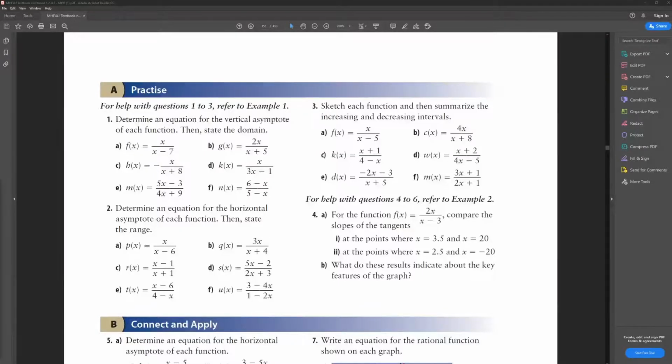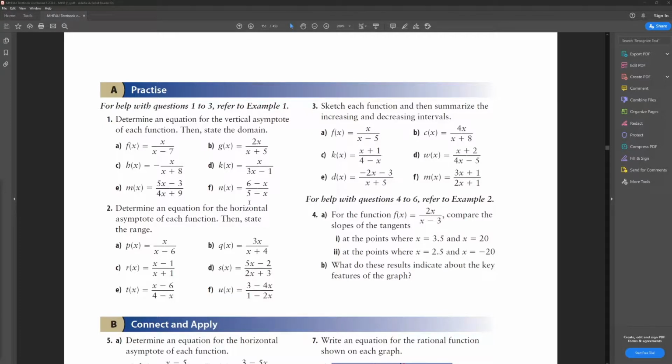Okay, so now let's look at the homework questions. Overall, this chapter just focuses on understanding the form of the function once again. Nothing special here. Questions 1 and 2 simply ask you for the vertical asymptote and the horizontal asymptote, plus the domain and range.